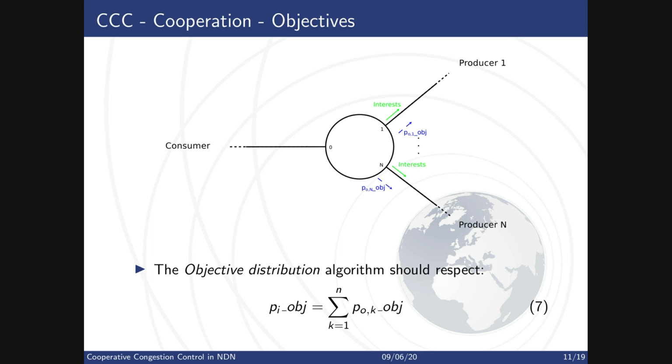It means that no objective is created in the network. The node gets one objective and splits it among the output paths. At a global scale, the objective that is sent by the consumer is equal to the sum of those received by the producers.